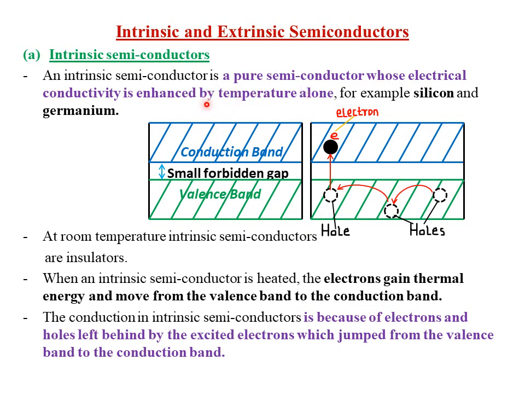So that simply means that for the case of intrinsic semiconductor, at room temperatures, they are simply insulators, or they do not conduct electricity. However, if their temperature are increased beyond a certain level, then they become conductors. Examples of intrinsic semiconductors include silicon and germanium.